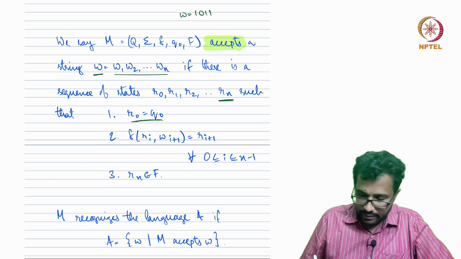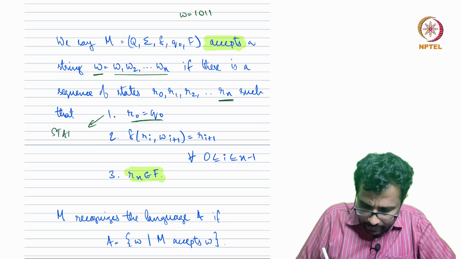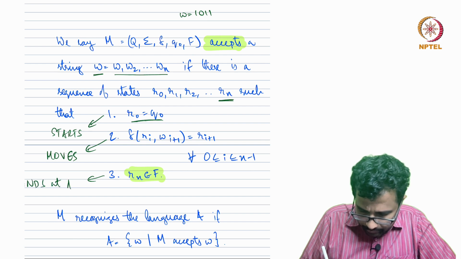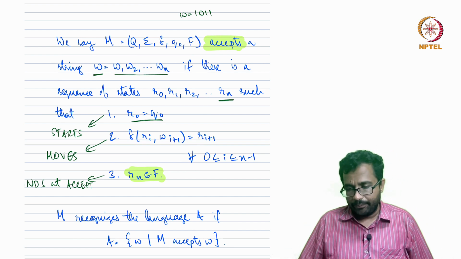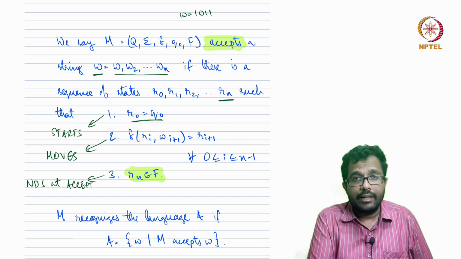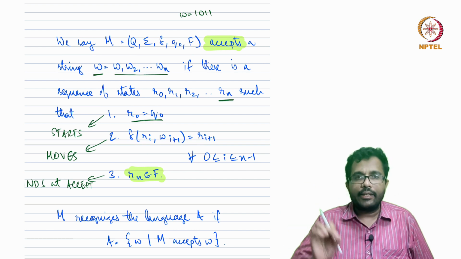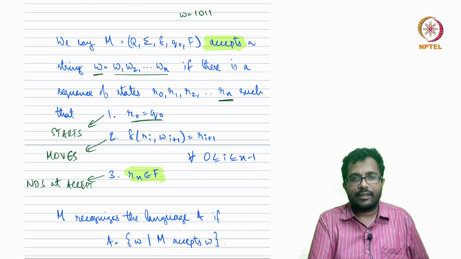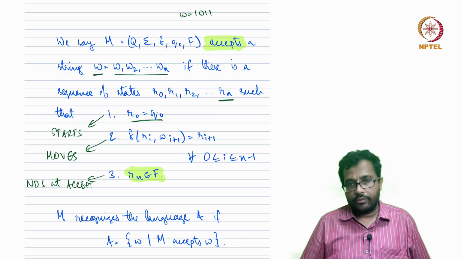So what is going on is the machine starts at the starting state, moves as per the rules, and ends at an accepting state. It's fairly simple; it's just a formalization of whatever we have seen. We say a DFA accepts a string if at the end of processing that string it ends at an accepting state. And what do I mean by processing? You start at the starting state, and then for each symbol you make the correct move.